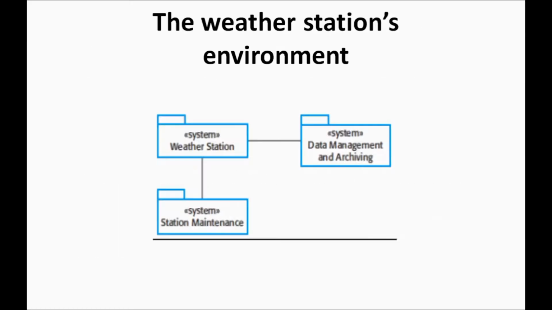Getting? See, this is the diagram. Here you can see this software is a collection of 3 components. What are those? Weather station is one component, station maintenance is one component, data management and archiving is one more component. So this total software is a collection of 3 different components. Don't worry about the syntax of this diagram. You will come to know about this in the coming sessions. Now we will discuss each component in detail.